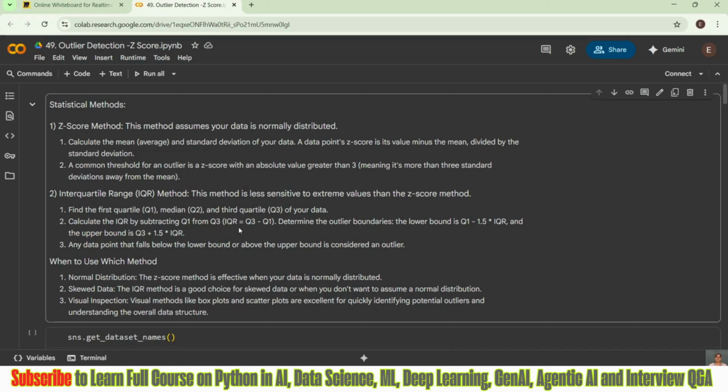IQR method, I told you guys that we have the interquartile range. That is a range which we define here, and this is less sensitive to extreme values than the Z-score method. Let me give you an example: if you have a dataset where all the values are between 0 to 10, however you have a few values which are like 70 to 100.